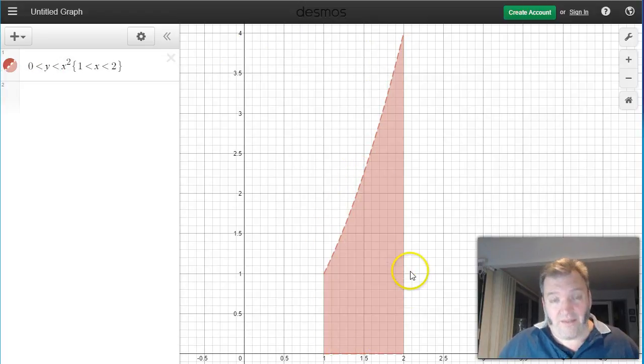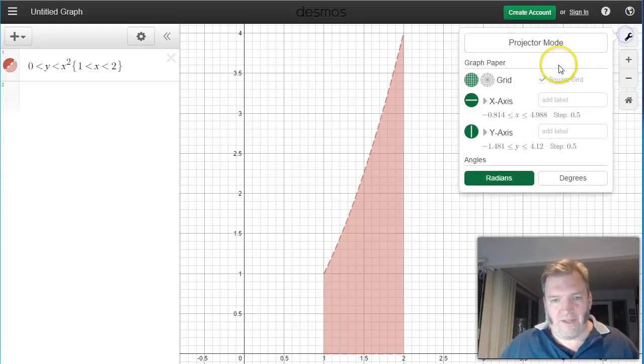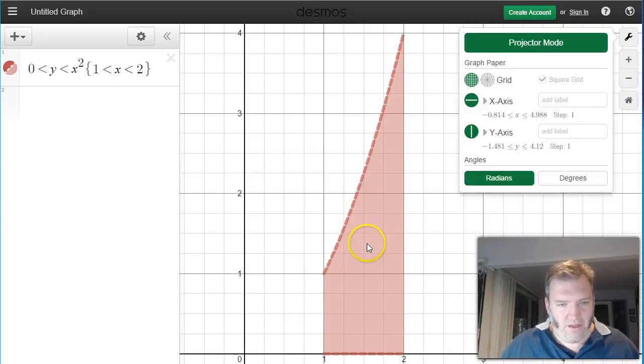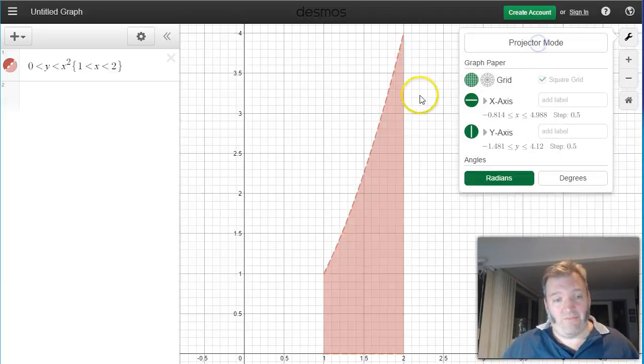So that's the area we're looking at. This is already, you can see, broken up into 10 strips. You can probably see the faint little outlines there. Maybe if I went to settings and said projector mode, you couldn't see them as well because it gets rid of some of them. So let's just leave it like that.